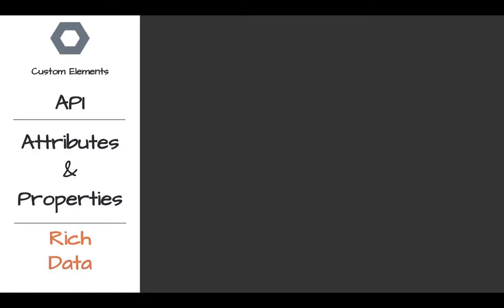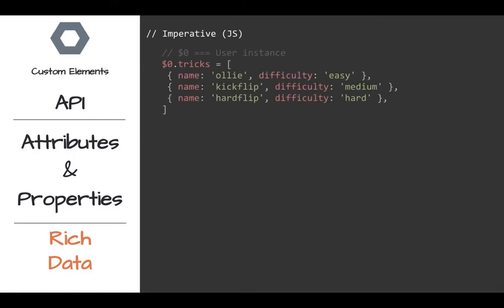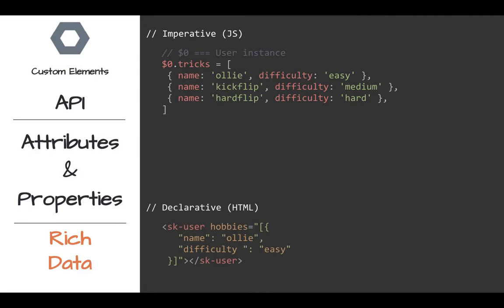What about rich data? What I mean by rich data is objects in JavaScript, right? In JavaScript, everything is basically an object: an array is an object, an object is an object, a promise is a function, which is an object, so just objects. Again, imperatively, you can set it like this. You're just setting to the property the array of objects, and declaratively, you can stringify.